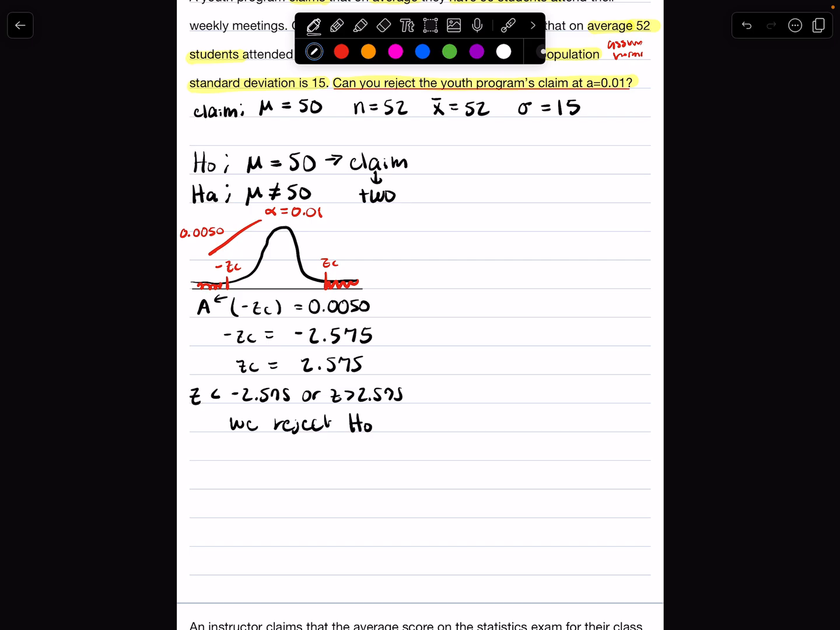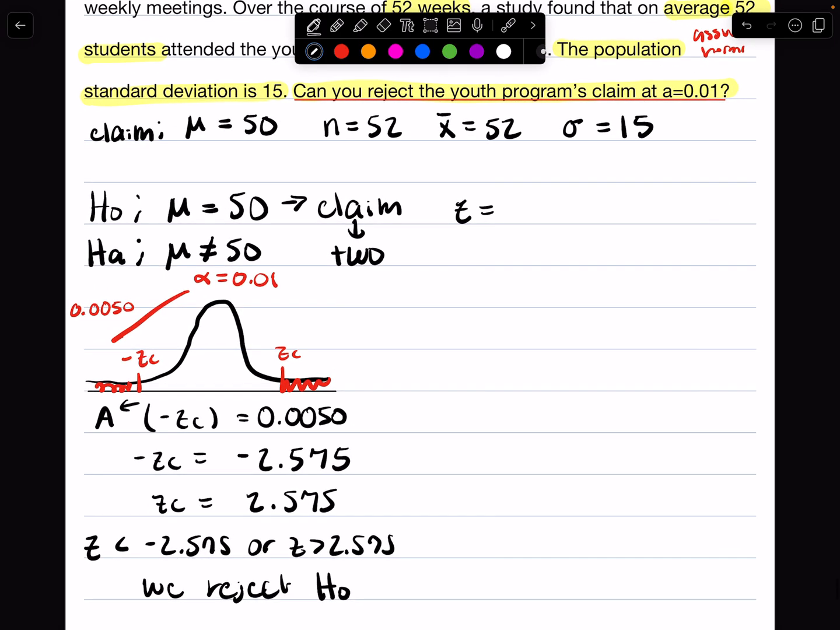Okay. Now we need to actually find our z-score. What are we comparing to negative 2.575 and positive 2.575? The z-score. The z-score is the sample mean, 52, minus the population mean, 50, divided by the population standard deviation, 15, divided by the square root of our sample size, which is 52. When you put that in your calculator, you will get a z-score of 0.96.